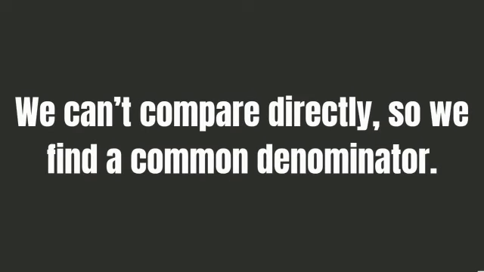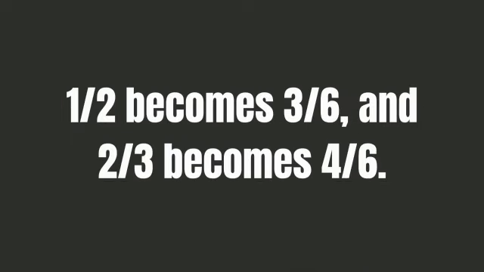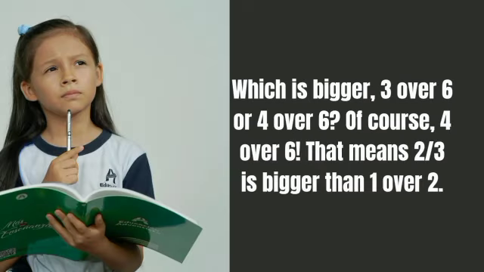We can't compare directly, so we find a common denominator. 1 over 2 becomes 3 over 6, and 2 over 3 becomes 4 over 6. Which is bigger, 3 over 6 or 4 over 6? Of course, 4 over 6. That means 2 over 3 is bigger than 1 over 2.